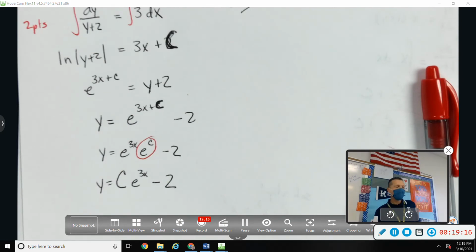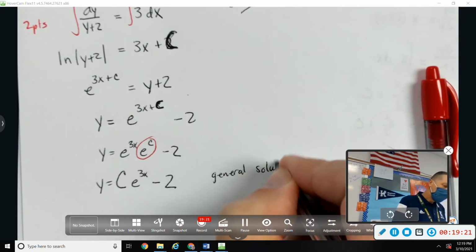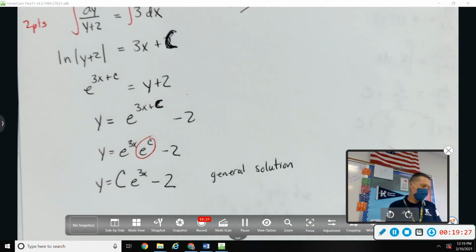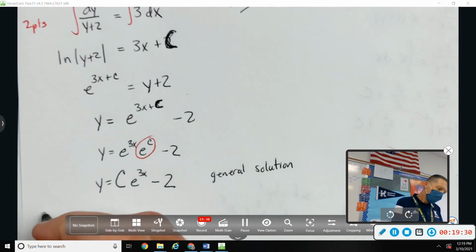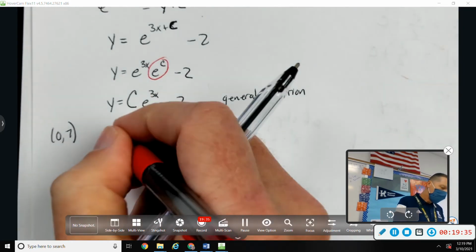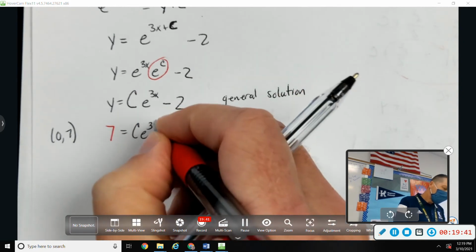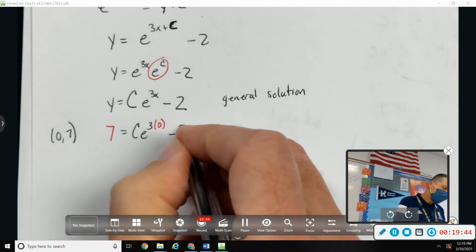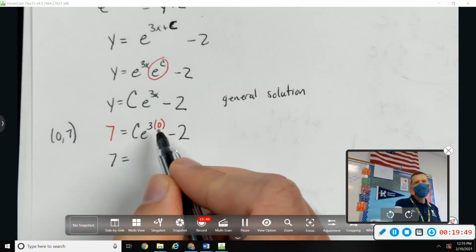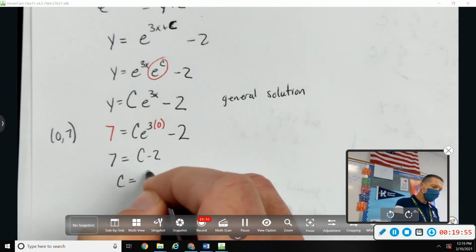This is where we stopped last time. In fact, this is the general solution. It's not really what we want for this problem. But it is the general solution because I haven't found c yet. So let's use 0, 7. 7 goes in for y. 0 goes in for x. 7 equals c, e to the 0 is 1. So c equals 9.